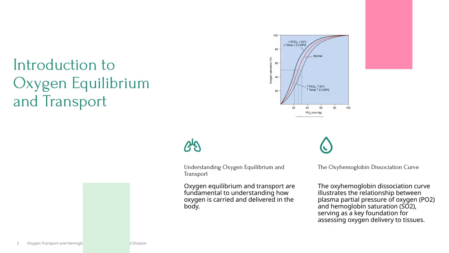Now, understanding oxygen equilibrium and transport is fundamental. It explains how oxygen moves from the alveoli into the blood, binds to hemoglobin, and is then carried to tissues that need it. By grasping these concepts, we can better appreciate how normal physiology supports tissue health and how disruptions in this process can lead to disease. So, in this part of the presentation, we're focusing on how oxygen binds to hemoglobin, how that binding changes under different conditions, and why this balance is so important for maintaining proper oxygen delivery in both health and disease.